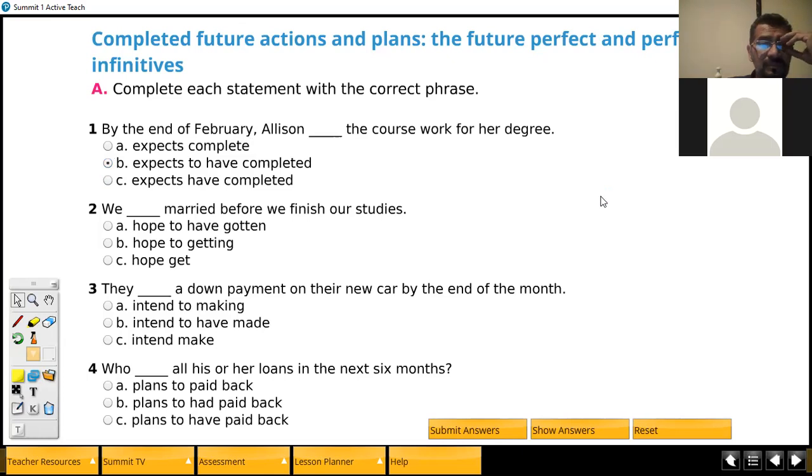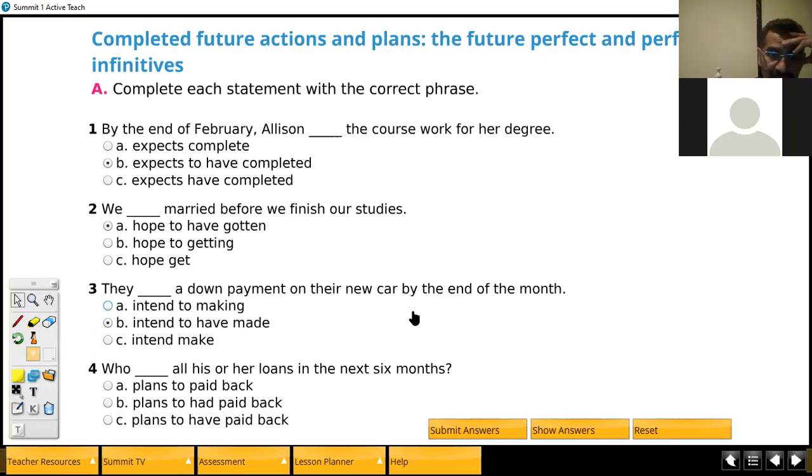We hope to have gotten married before we finish our studies. Very good, that is correct. Number 3. They intend to have made a down payment on their new car by the end of the month. Very good. Yes, and finally number 4.